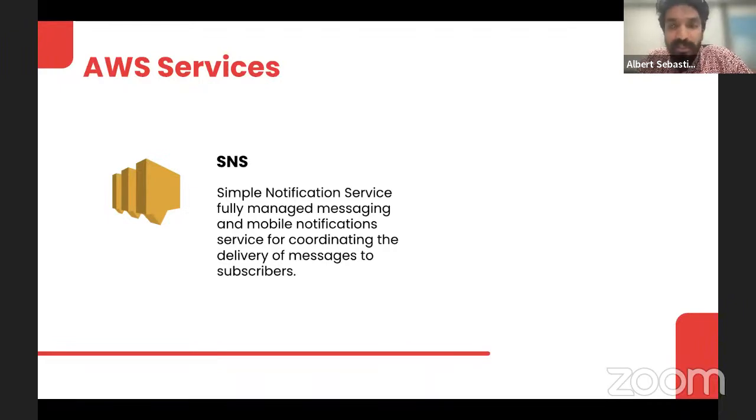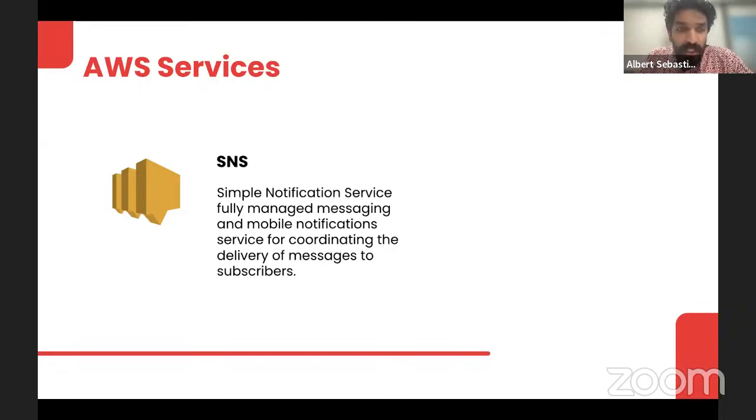SNS is a little more expensive than other systems out there. We actually moved away from SNS, but it allowed us to implement it within half an hour or one hour or so. It was easier to set up, but a little more expensive. We eventually moved away. But there is something called SES, which is the simple email service, so you're able to send emails as such.